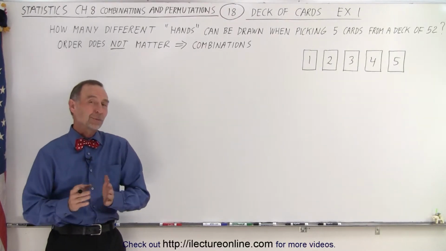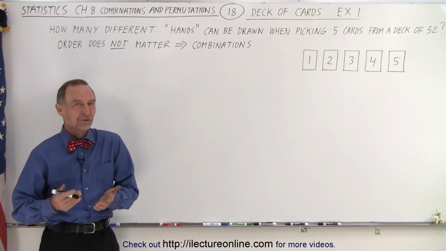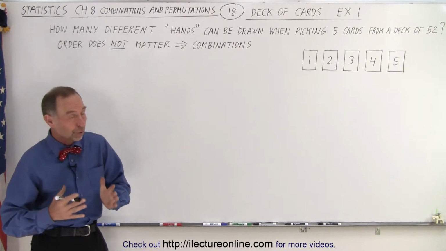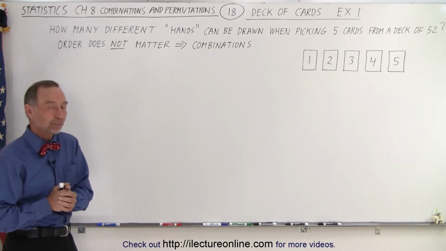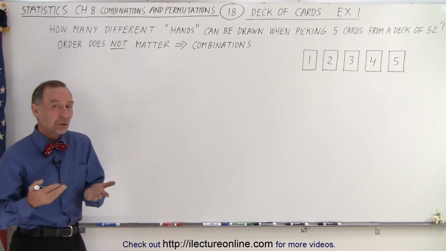Now let's play with some cards. Cards exist in decks of 52, therefore there's 52 different cards, and we're going to pick a hand of 5, as we call it. Now how many different ways can we do that?